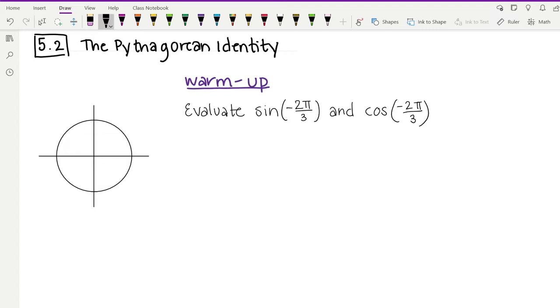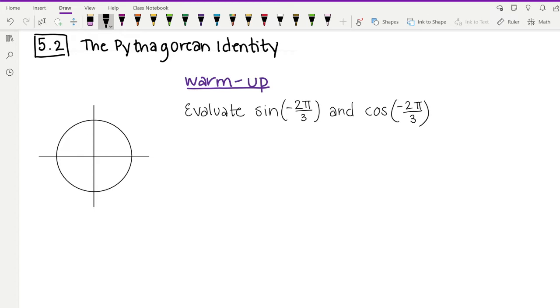Hi everyone! So in this video, we're going to be learning about a relationship between sine and cosine that's called the Pythagorean identity. So it sounds kind of fancy, but we'll see that basically the Pythagorean identity just comes down to the equation of the unit circle and then what we already know about sine and cosine in relation to the unit circle. So we'll get there in a little bit.